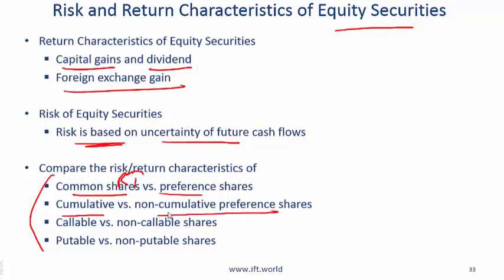Cumulative versus non-cumulative preference shares. Non-cumulative have higher risk because here we do not get dividends from the past. Callable versus non-callable. Callable will have higher risk because the company has the right to call back the shares. Puttable versus non-puttable. Here non-puttable will have higher risk.